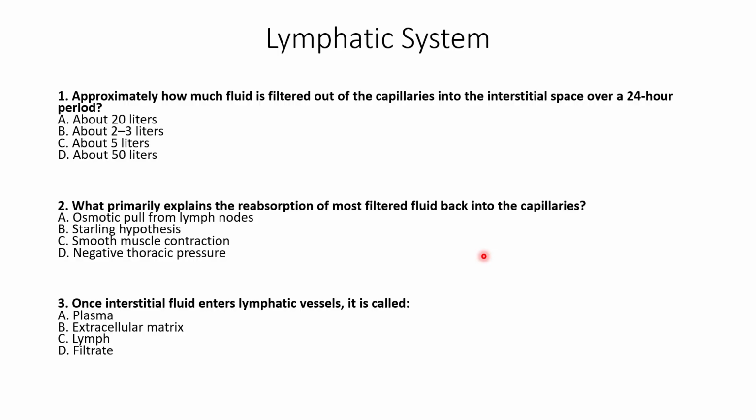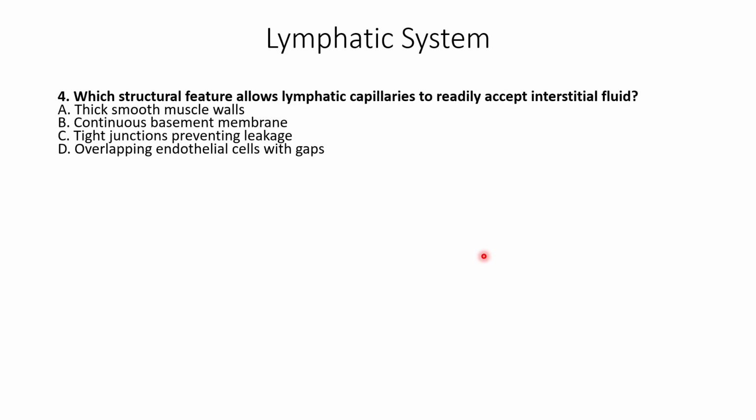Okay, so great. Now that that's clear, let's go to the next question. Which structural feature allows lymphatic capillaries to readily accept interstitial fluid? We were talking about how this is a unidirectional movement. So do you guys remember the structural conditions of the lymphatic capillaries that make them kind of unique?